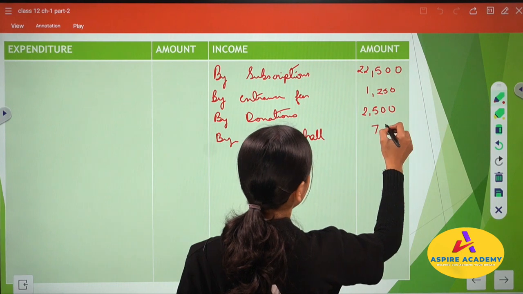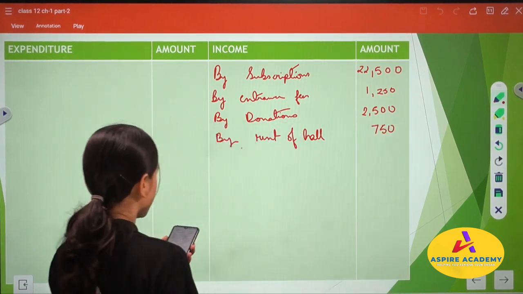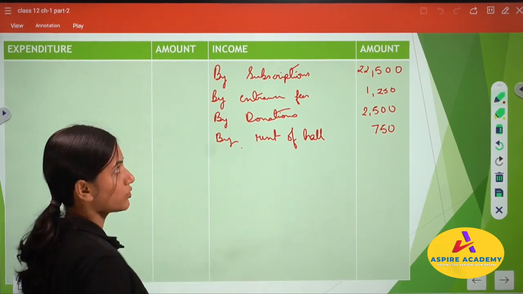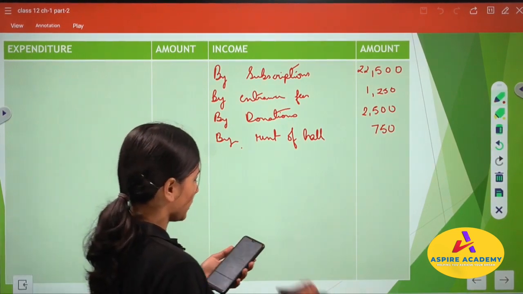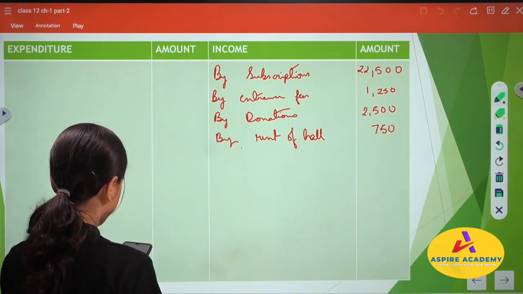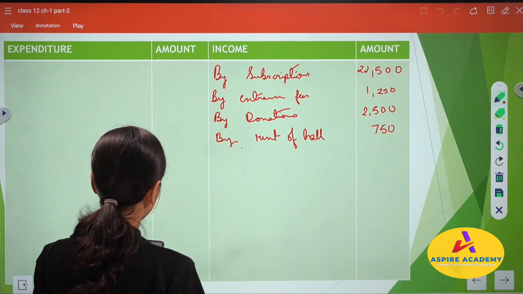This is 750. Now the last item was sale of investment, that is of capital nature, so that would not be shown on the income side or the income and expenditure account. So for this side we have done. Next, let's see the payment side.